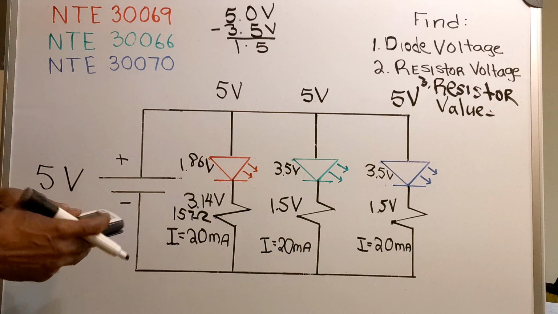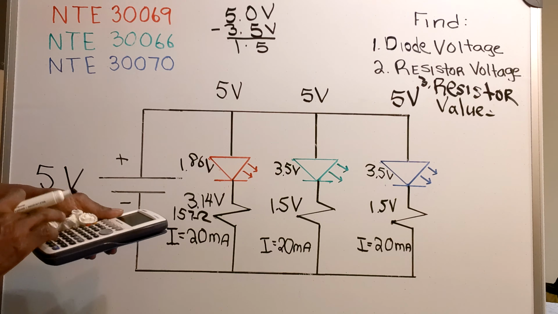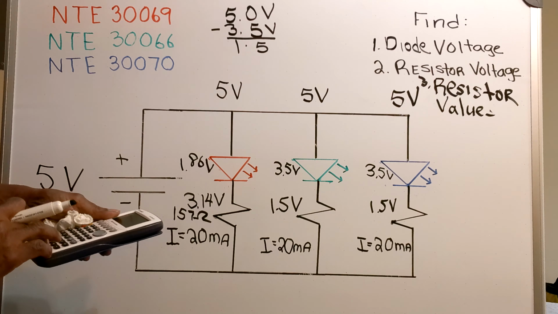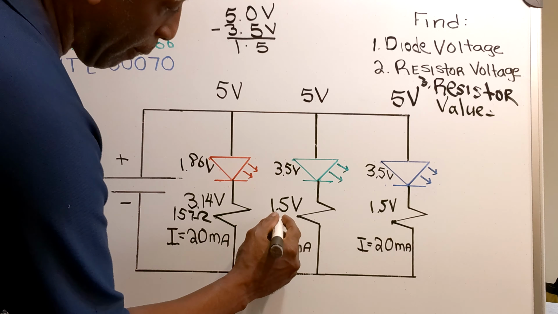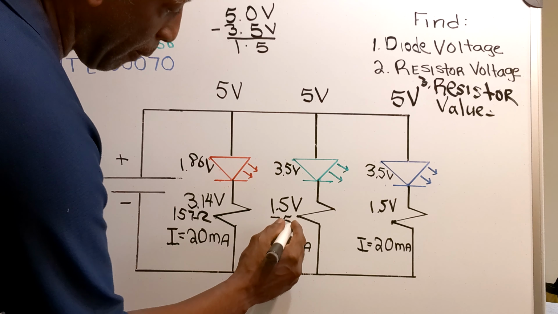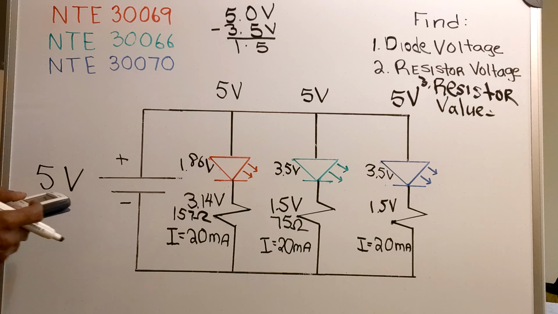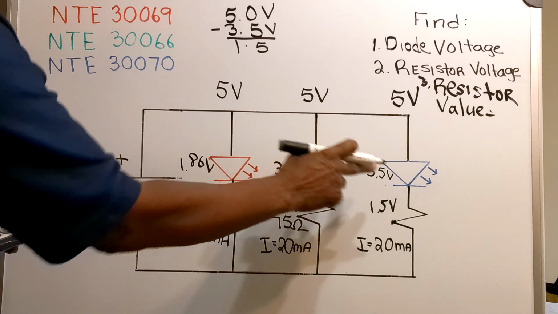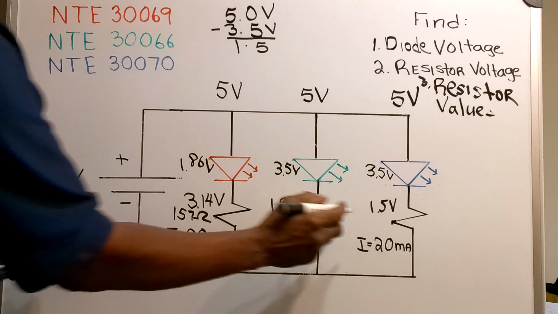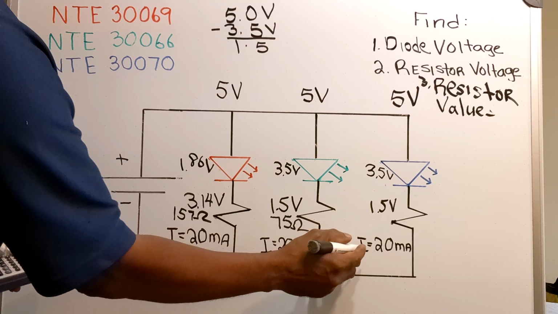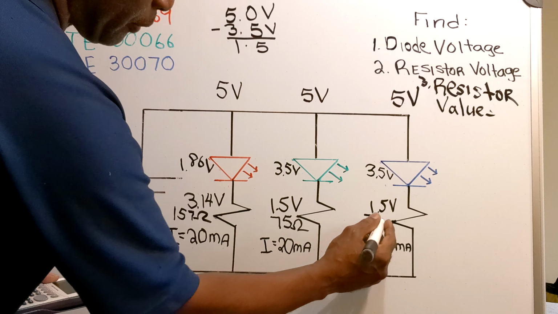And for branch number 2, that will be 1.5 volts divided by 20 milliamps, and I've got 75 ohms. And for branch number 3, 1.5 volts divided by 20 milliamps, and I also have 75 ohms.